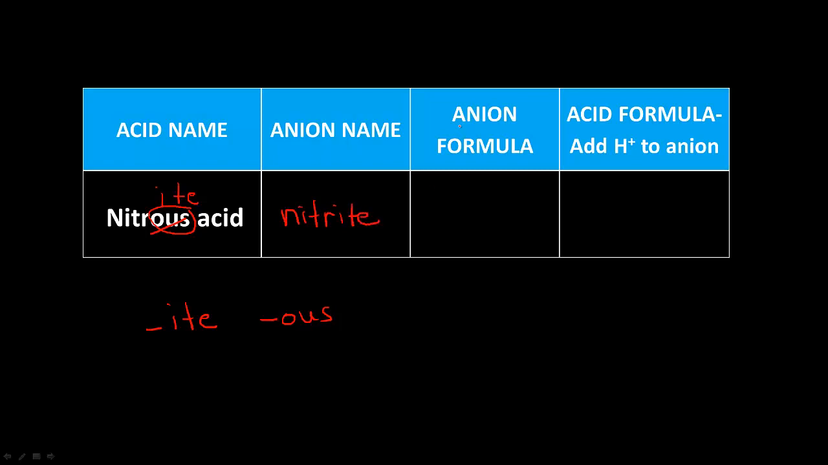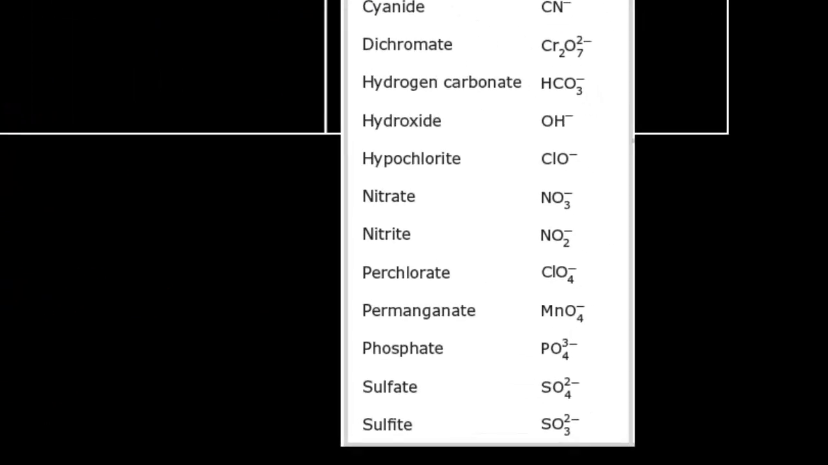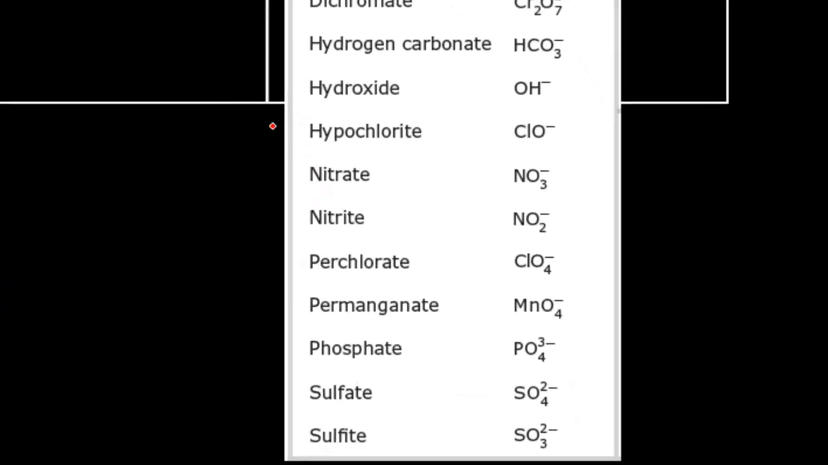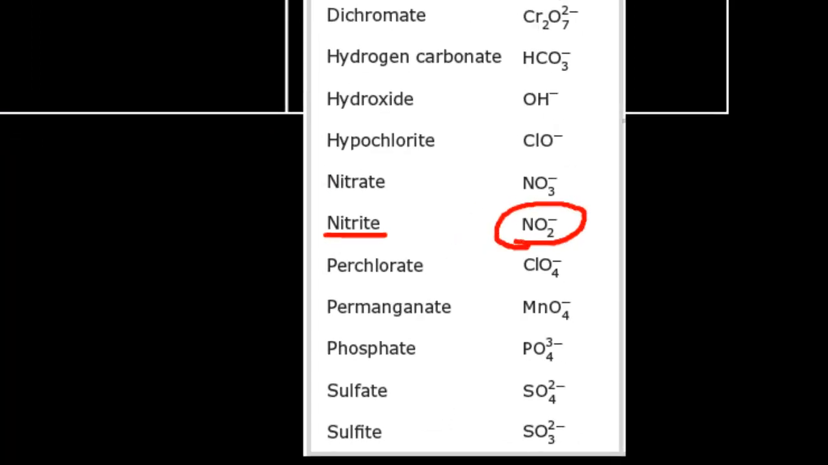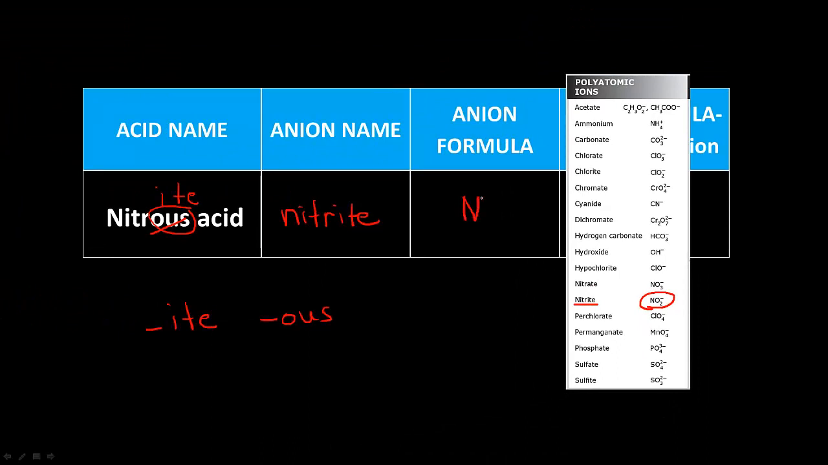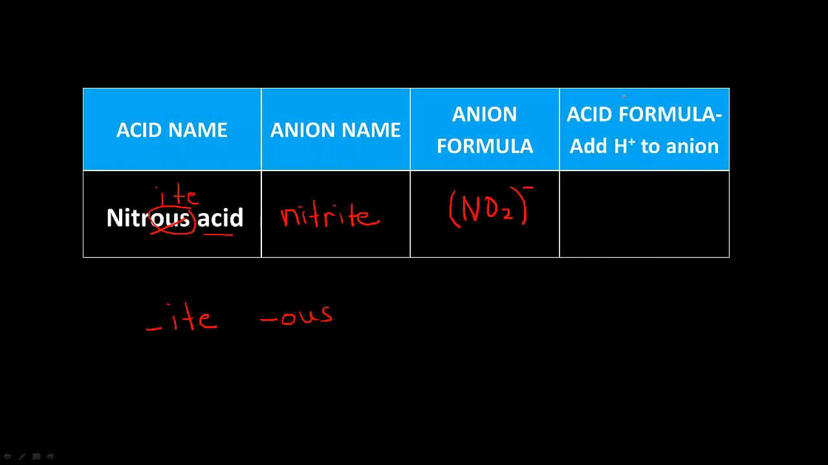Now we need to find out our anion formula. And since it is ITE, we need to look on our polyatomic ions for nitrite. So if you look down here, nitrite is NO2 with a -1 charge. So our anion formula is NO2, and I would prefer you guys to go ahead and put parentheses around it with a -1 charge. Okay, now we need to write the acid formula. And since it is an acid, we know that it starts with H. So I'm going to put H+. And then I'm going to put the anion, which is NO2-.